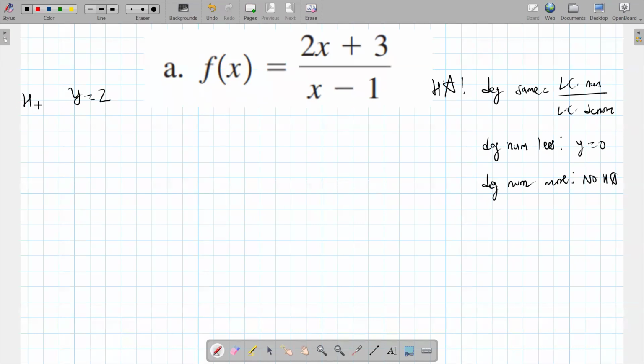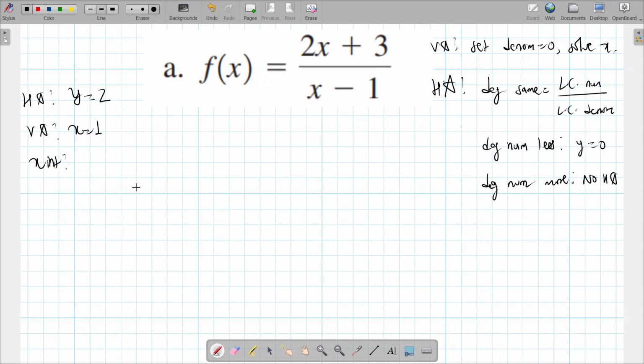What about vertical asymptote? Vertical asymptote, you always said denominator equals 0. What value of x in that denominator will give us a 0 in the denominator? 1. So you have a vertical asymptote at x equals 1.